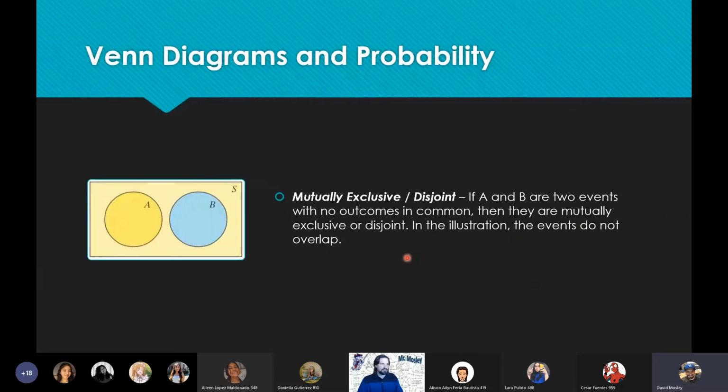Next, mutually exclusive or disjoint. Again, this is a term from last class. If A and B are two events with no outcomes in common, then they are mutually exclusive or disjoint. In the illustration, the events do not overlap. So event A and event B are disjoint. They have no outcomes in common. The S, again, just represents the sample space. So this other area is every other possible outcome, not part of A or B.